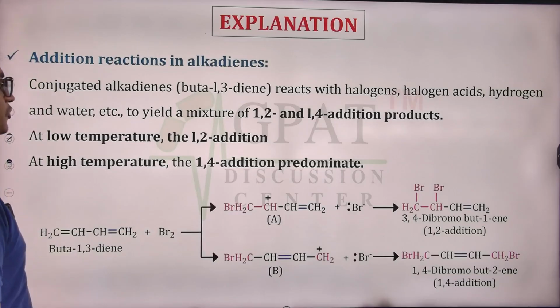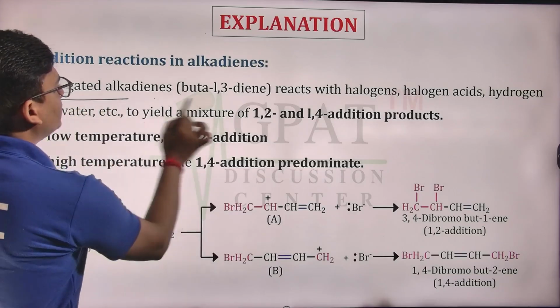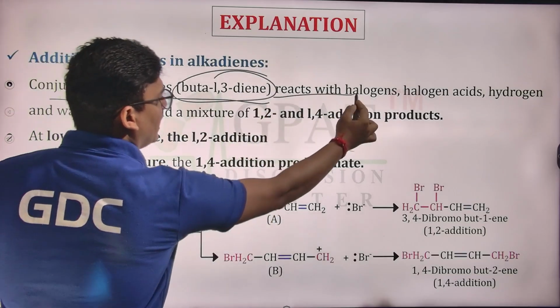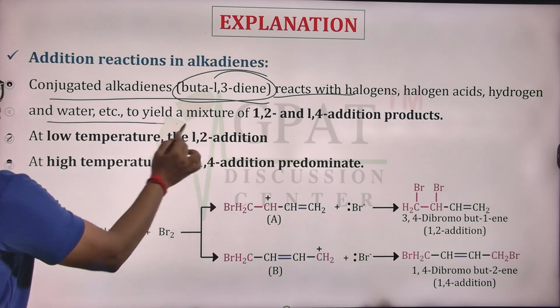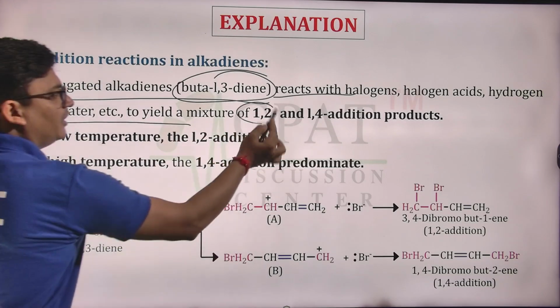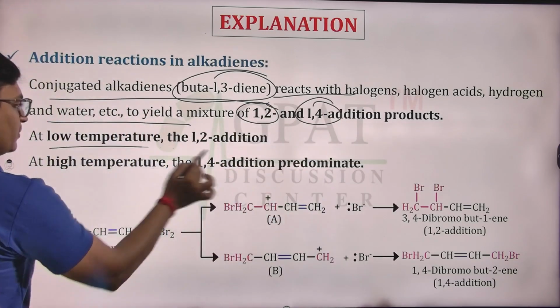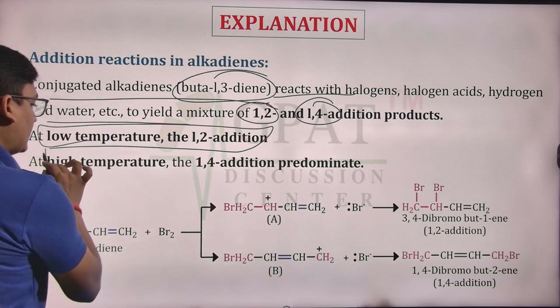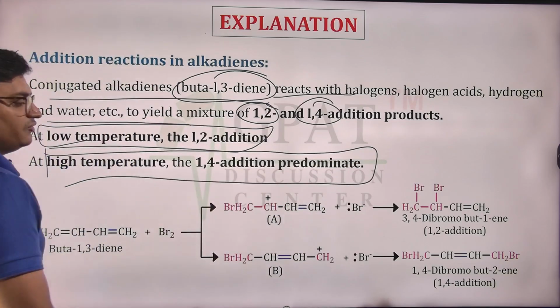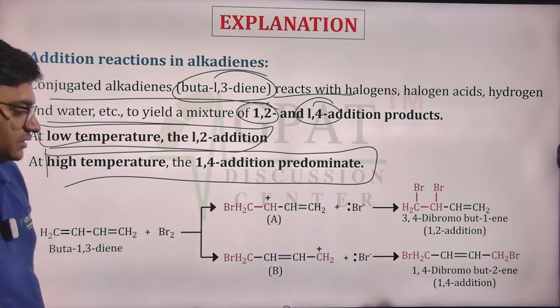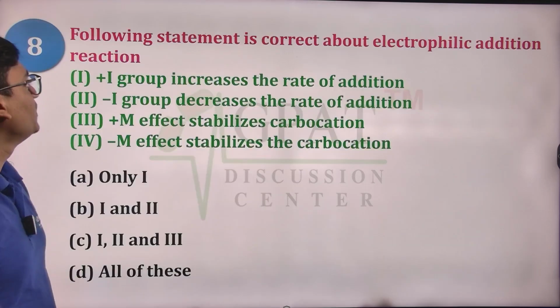So in addition reactions, conjugated alkenes like buta-1,3-diene react with halogen acids, hydrogen and water, acid, to yield a mixture of 1,2 and 1,4 addition products. Low temperature favors 1,2 addition, while at higher temperature we get 1,4 addition, which is the more stabilized, more stable product.